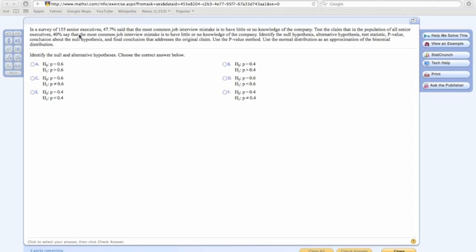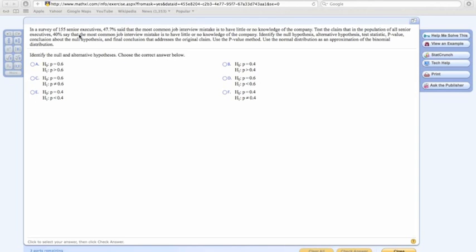Now, if we look at that, then that means that 47.7% or 0.477 times 155 is going to give us basically 74 who said that, so we'll keep that in mind for just a minute. We want to test the claim that in the population of all senior executives, 40% say that the most common job mistake is to have little or no knowledge of the company. So we're testing the claim that 40% say that this is true. And so we're saying that the proportion is equal to 40%.